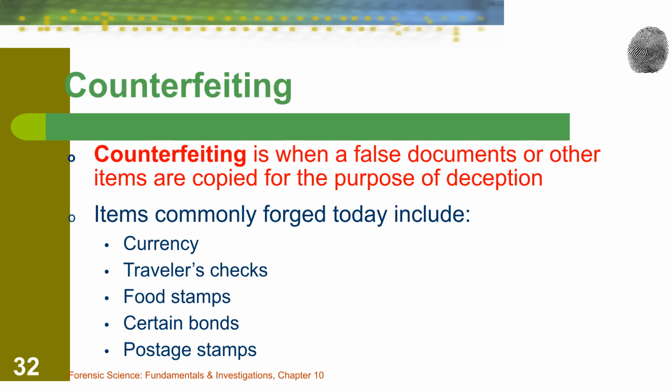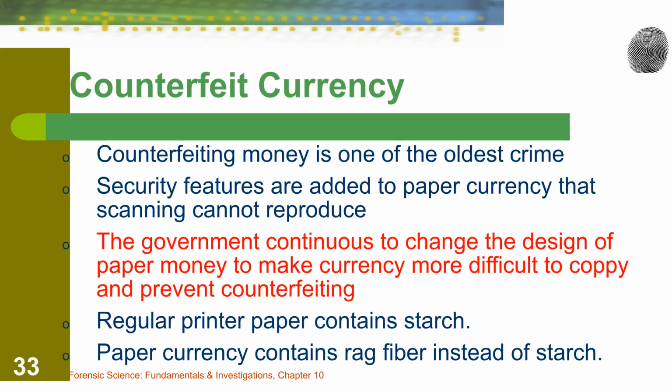Counterfeiting is the copying of false documents or items for deception. Items commonly counterfeited today include currency, traveler's checks, food stamps, certain bonds, and postage stamps. Counterfeiting money is one of the oldest crimes. Security features are added to paper currency that scanning cannot reproduce. The government constantly changes the design of money to prevent counterfeiting.